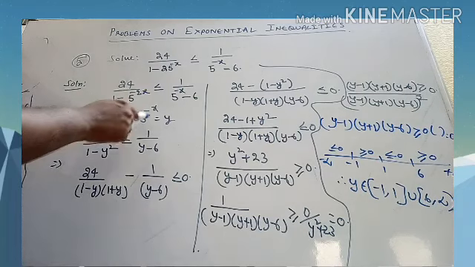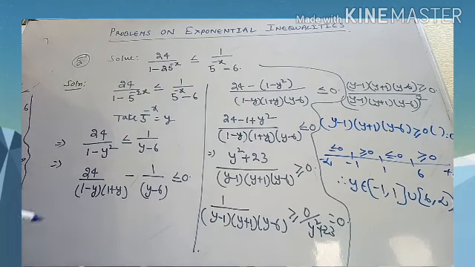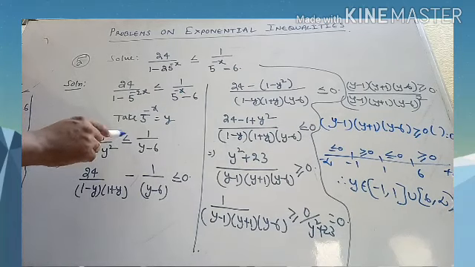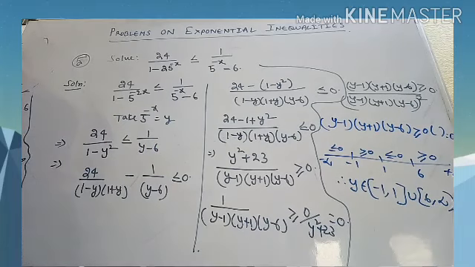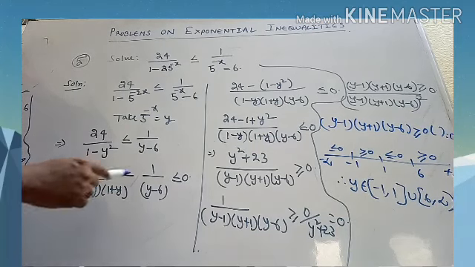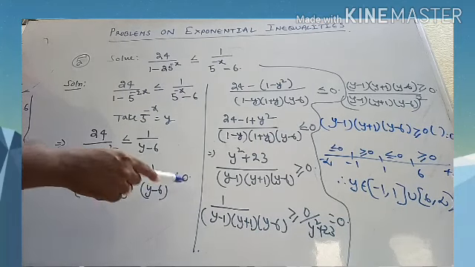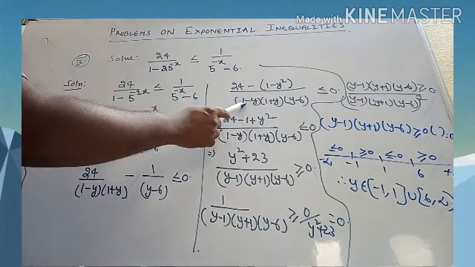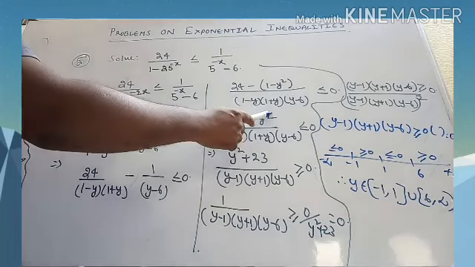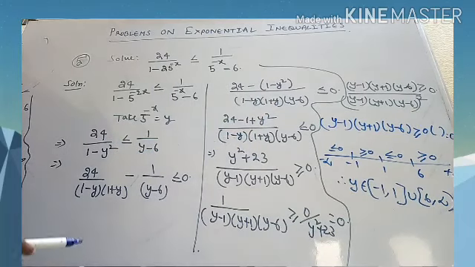Now you take 5 to the power minus x as y here. Now this becomes 24 by 1 minus y square less than or equal to 1 by y minus 6. Right? Now this 1 minus y square, you can write as 1 minus y into 1 plus y, minus 1 by y minus 6 less than or equal to 0. And let us take the LCM: 1 minus y into 1 plus y into y minus 6.